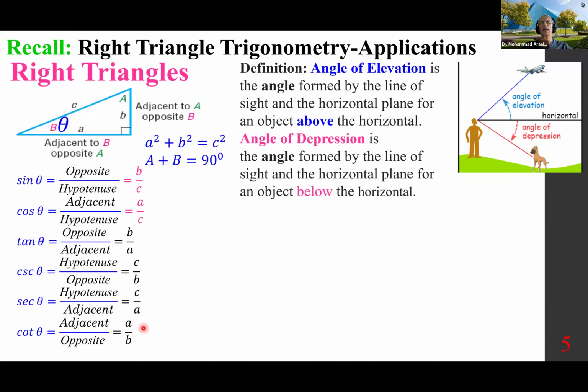Angle of elevation and depression. Definition: the angle of elevation is the angle formed by the line of sight and the horizontal plane for an object above the horizontal. So this is the angle of elevation. The angle of depression is the angle formed by the line of sight and the horizontal plane for an object below the horizontal.